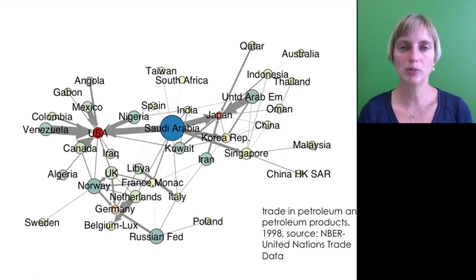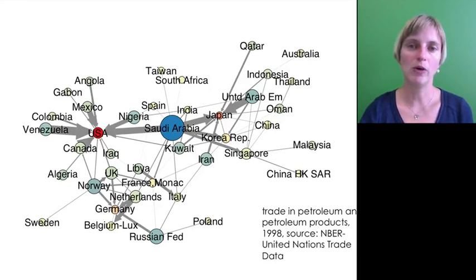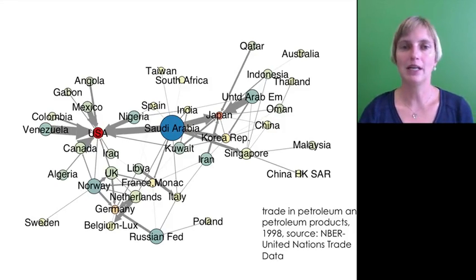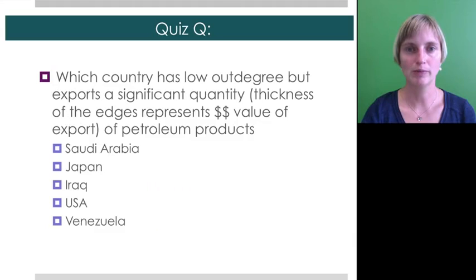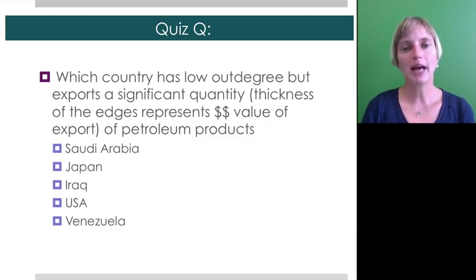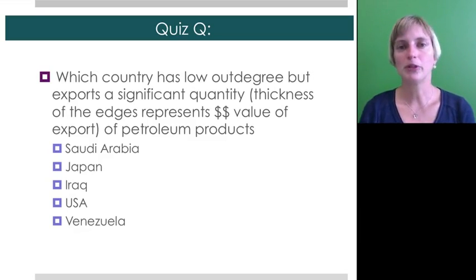So here I have just modified the same network of oil trade, and I have sized the nodes by their exports, and I've also colored according to the ratio of exports to imports. If that ratio is high, the node is more blue. If that ratio is low, the node is more red. So for example, here, the US imports much more than it exports. So just to see if we know what's going on, which country has low out-degree but exports a significant quantity of petroleum products?